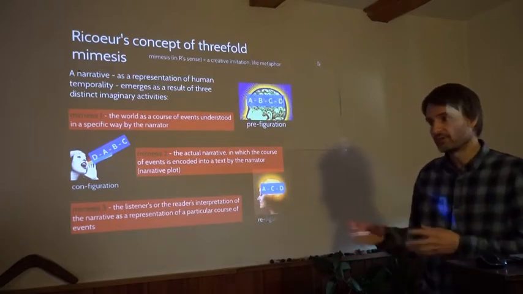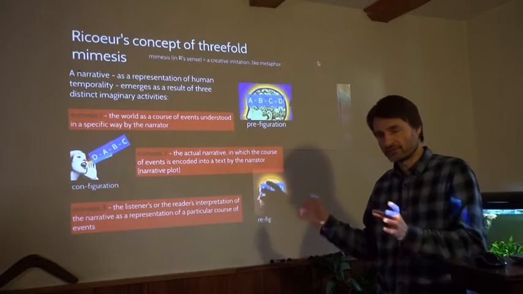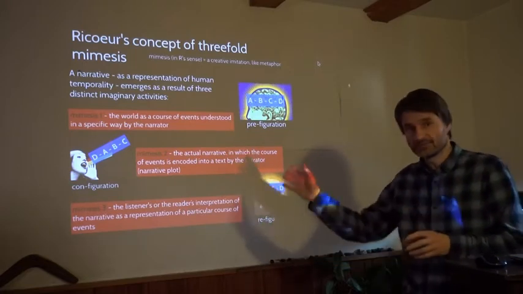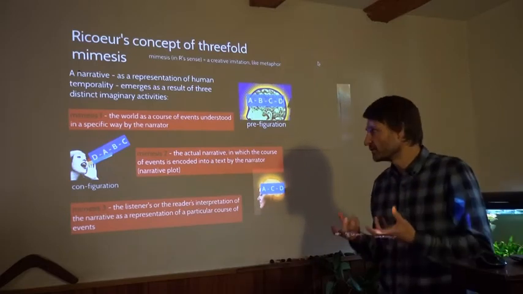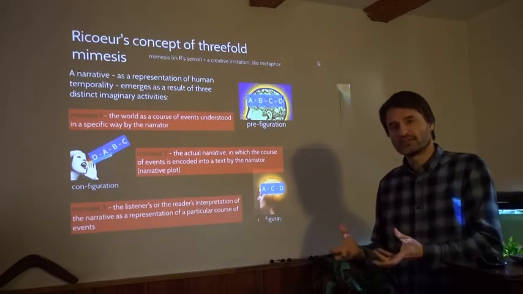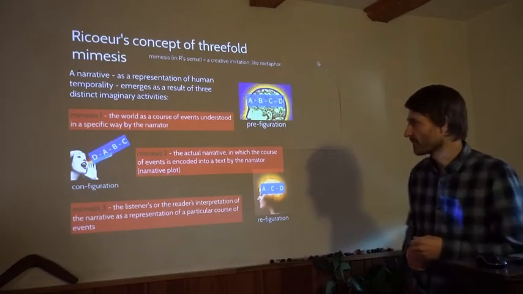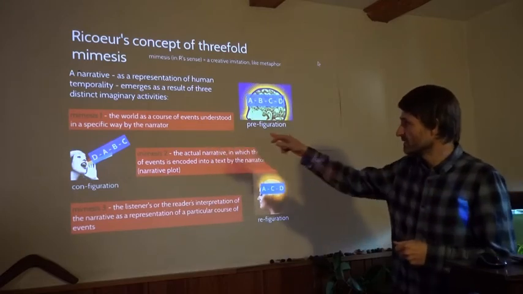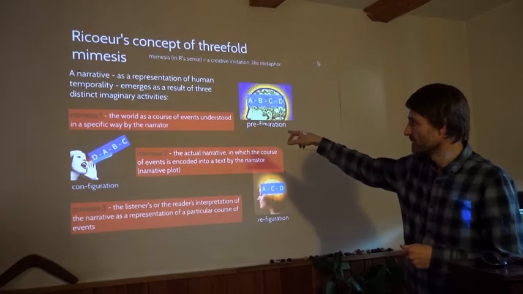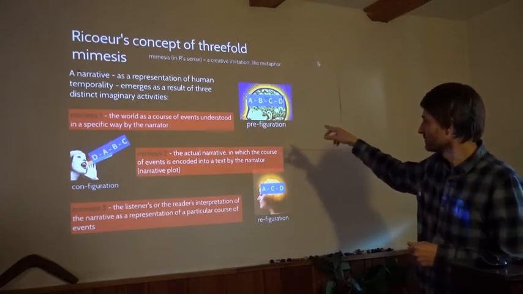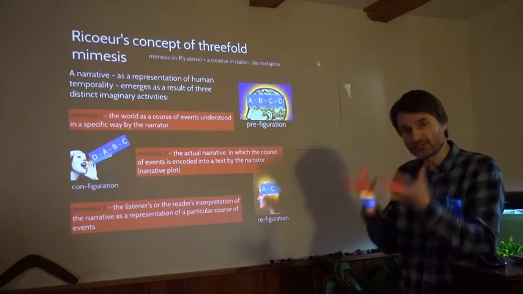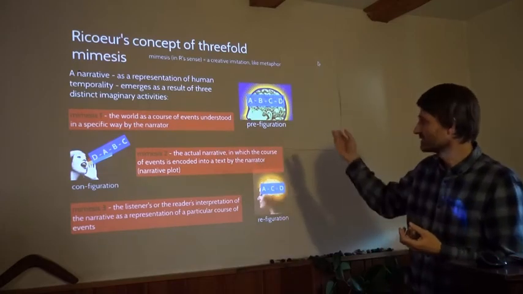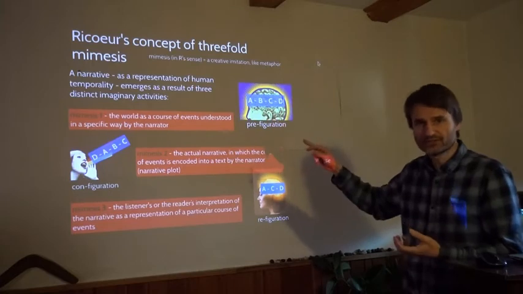So not only to perceive the sequence of events, to see it as something that happened, but to be able to contribute to it and to tell about it. This is the first mimesis, prefiguration, because figuration is the figure, is the picture, the plot. So this is before creating the plot.